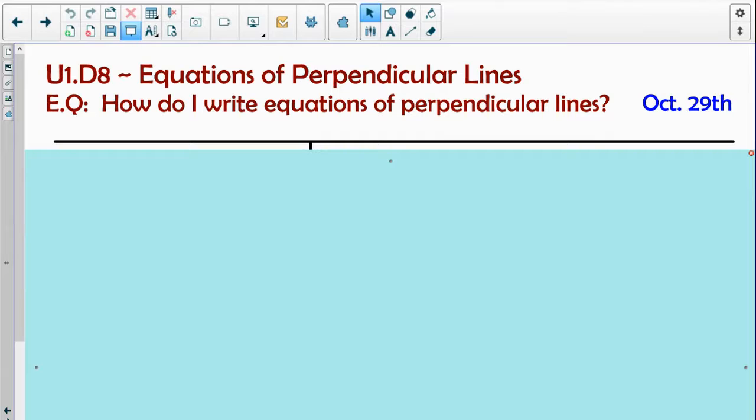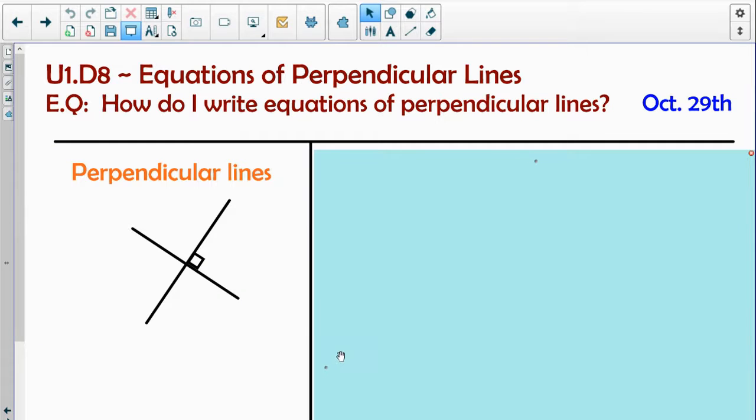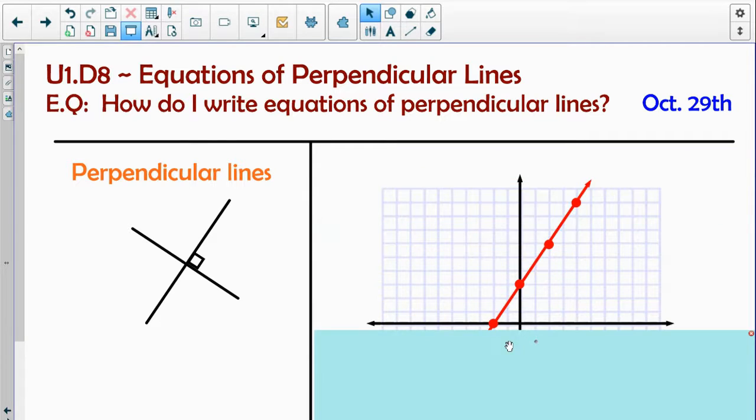All right, today we're going to look at equations of perpendicular lines, with our goal being how do I write equations of perpendicular lines? So first, let's just review what are perpendicular lines. So we're looking at two lines that intersect, but specifically they cross at a 90-degree angle or meet at a 90-degree angle. So perpendicular lines.